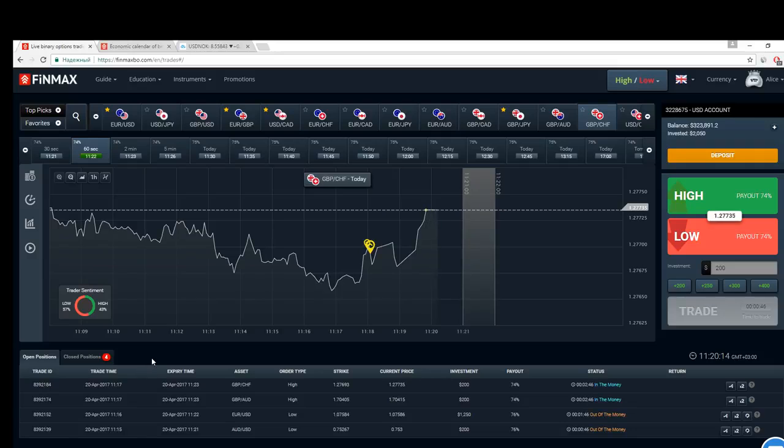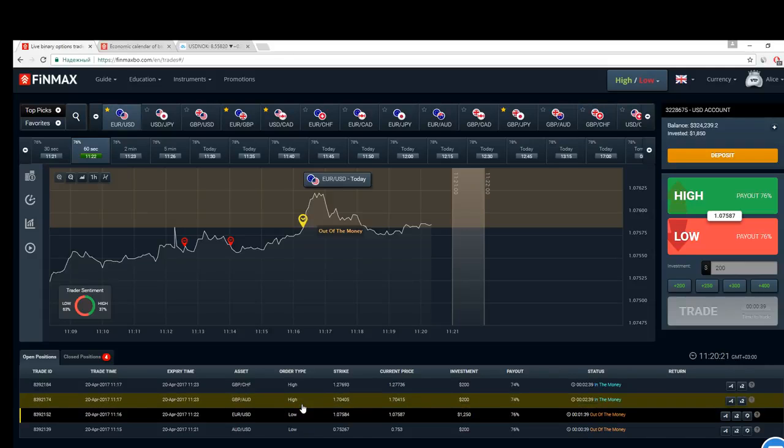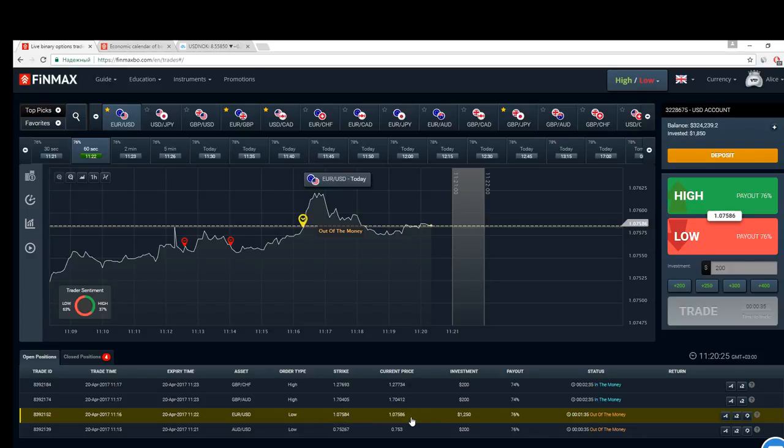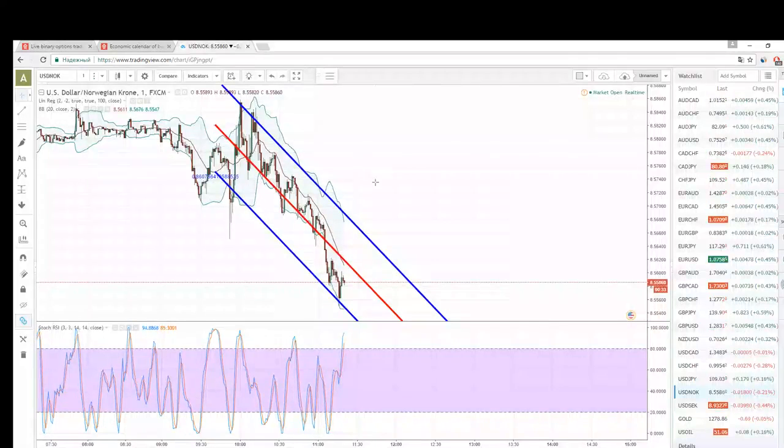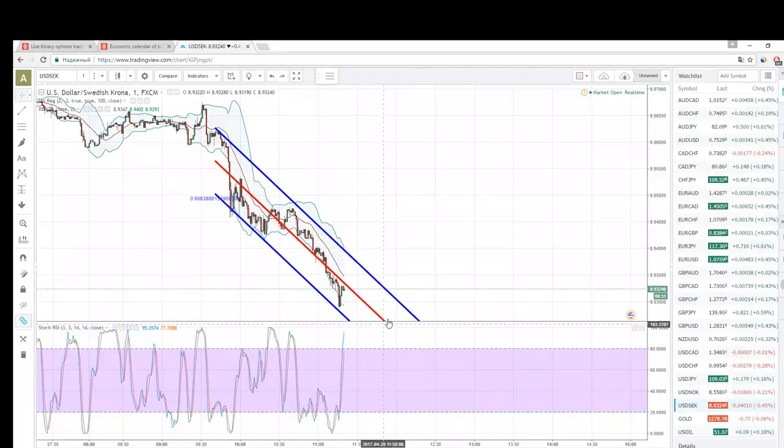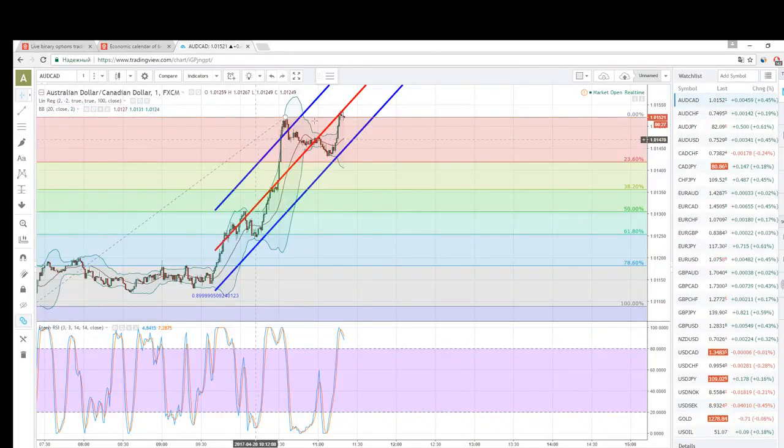Meanwhile, we have opened 4 trades, 2 of them in the money, 2 of them out of money. But I'm planning to cover the last one with this trade. It will expire in 1 minute. Meanwhile, let's see what we've got on the market, what opportunities we have.